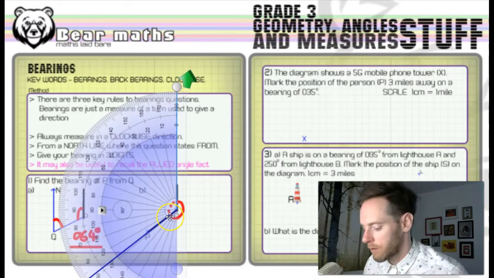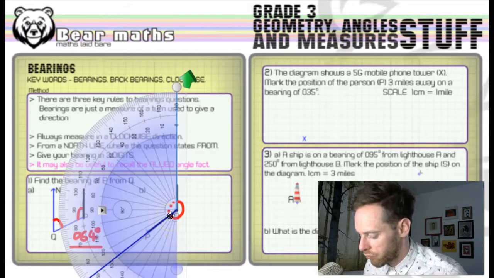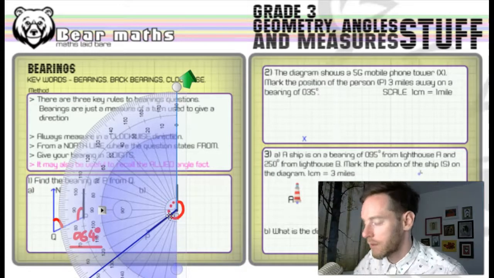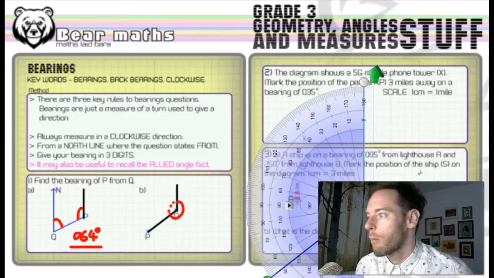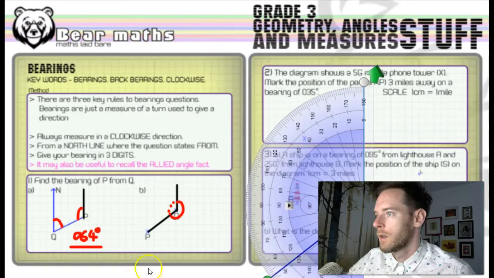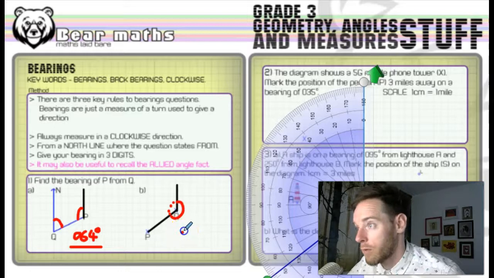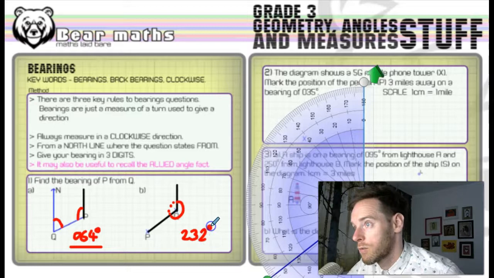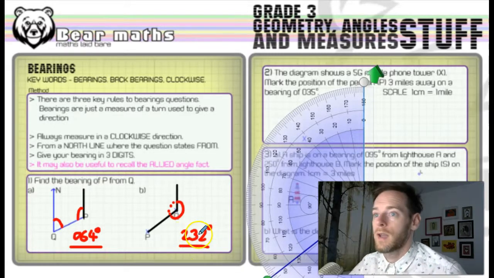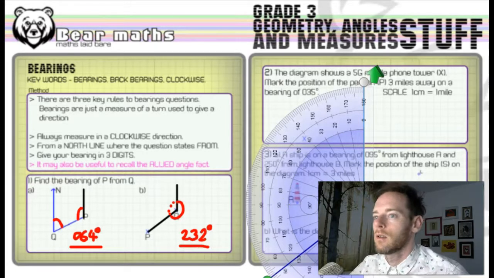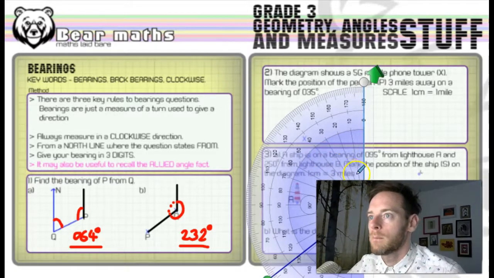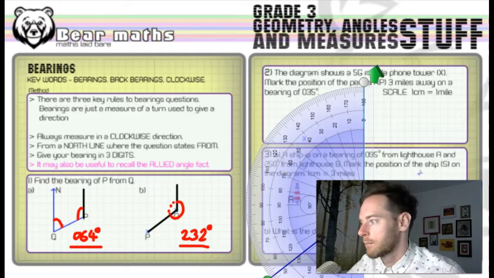So all I need to do is take off 360 minus 128, and I get 232. Because it's one of those back bearings ones, gone past 180. I don't have to worry about it being 3 digits because it already is 232 degrees. Now you will get a couple of degrees either side of the actual correct answer in these. You don't have to be super accurate, but it really does help to get good at doing this.